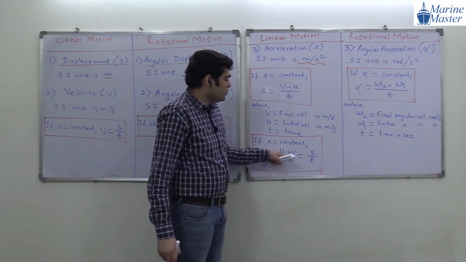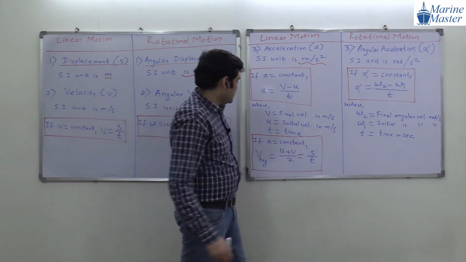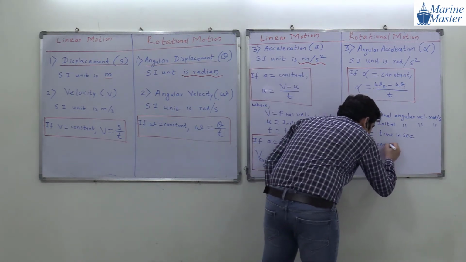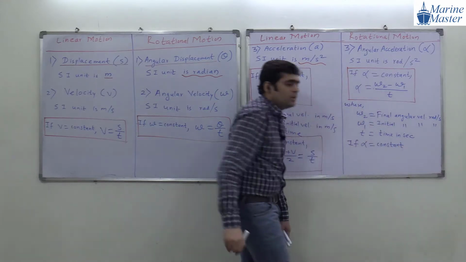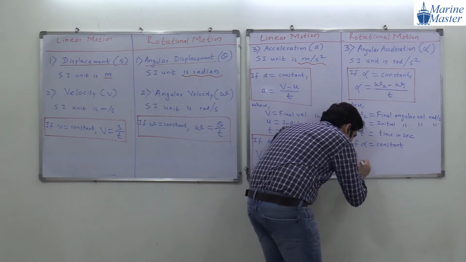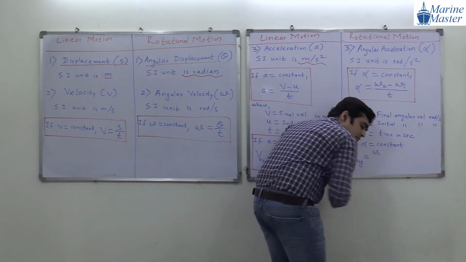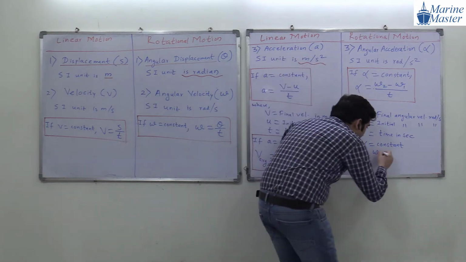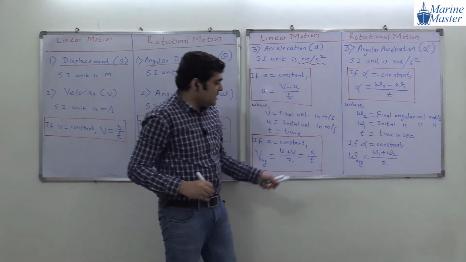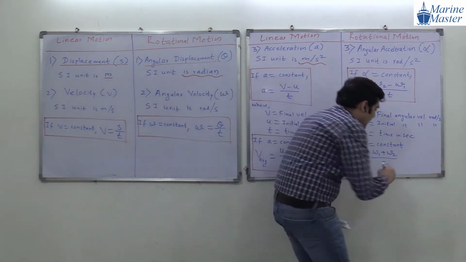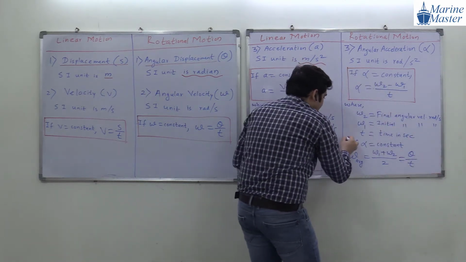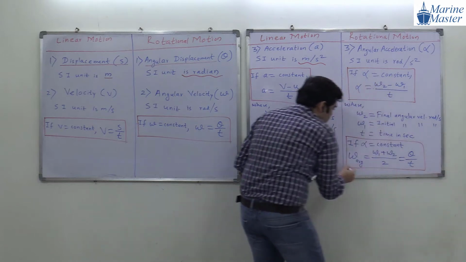Now, here we have written that if A is equal to constant, V average is equal to U plus V by 2, which is equal to S by T. So here, if alpha is equal to constant, omega average, the average angular velocity, will be equal to omega 1, initial angular velocity, plus final angular velocity, divided by 2, which is equal to theta by T. Everyone getting my point? Anyone have any doubt in these discussions?